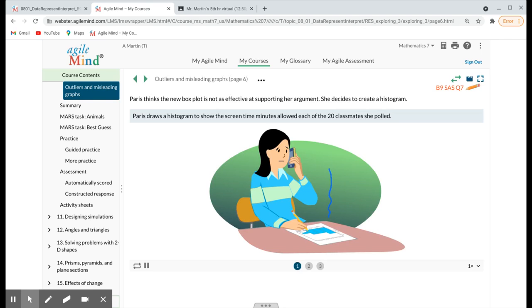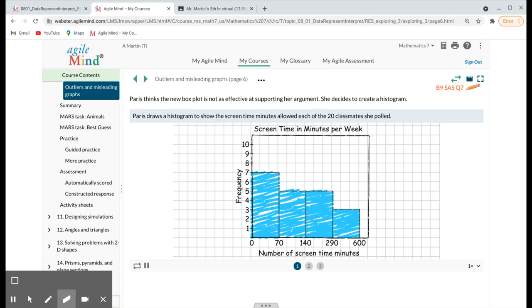So looking at this, you'll notice that Paris is kind of irritated. She thinks that the new box plot isn't as effective at supporting her argument because the median was at 120 minutes, which is like the middle of her class. Most of them were around the same time that you get to use. Since she wants to spend more time on the cell phone, that's not going to be real helpful to show her parents. So she decides to draw a histogram to show the screen time minutes allowed each of the 20 classmates that she polled. So when you look at it, does anything stand out to you that looks strange?